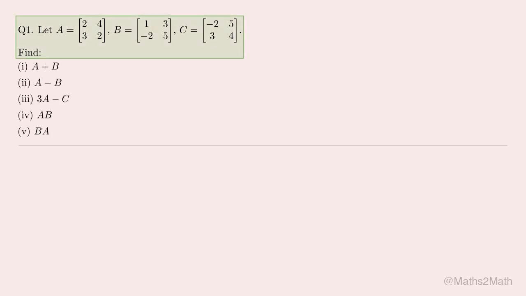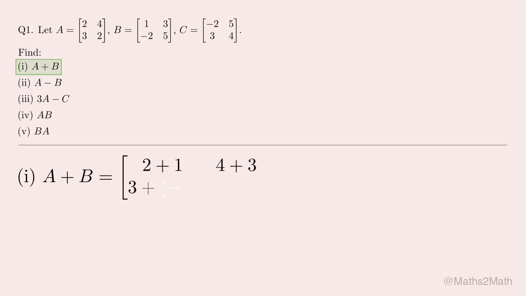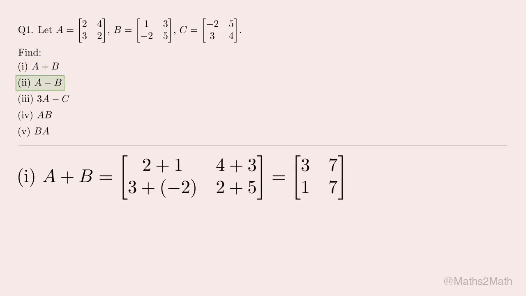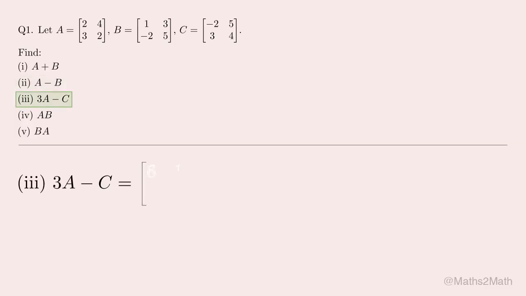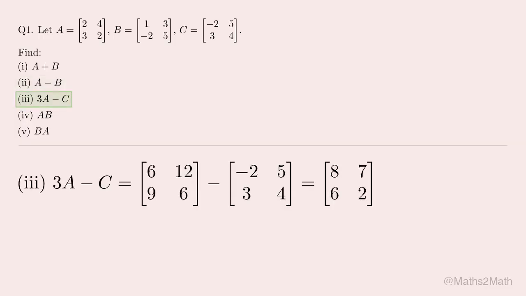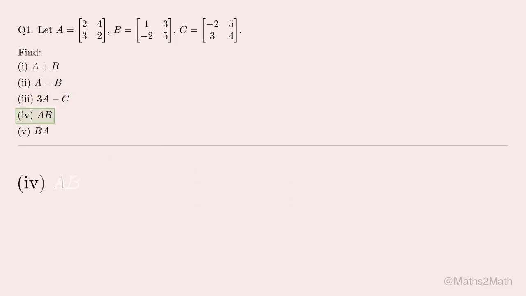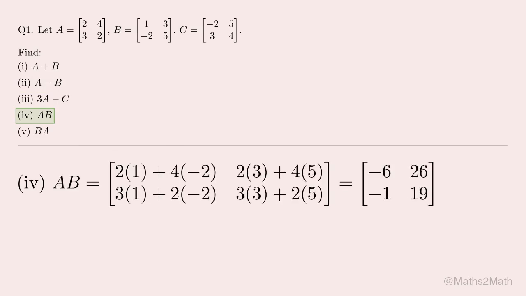Question 1. 3 2 by 2 matrices, and 5 things to compute with them. 2 sums, a scalar combination and both products, in both orders. A plus B, add entry by entry. A minus B, subtract entry by entry, note 3 minus 2 is 5. 3A scales every entry of A by 3, then subtract C. AB, rows of A against columns of B. The top left entry, for instance, is 2 times 1 plus 4 times minus 2, which is minus 6.